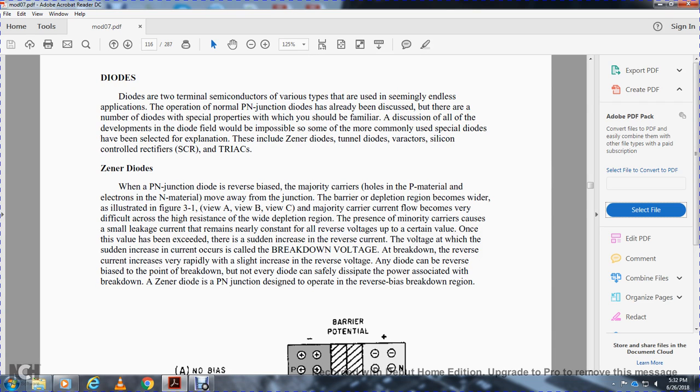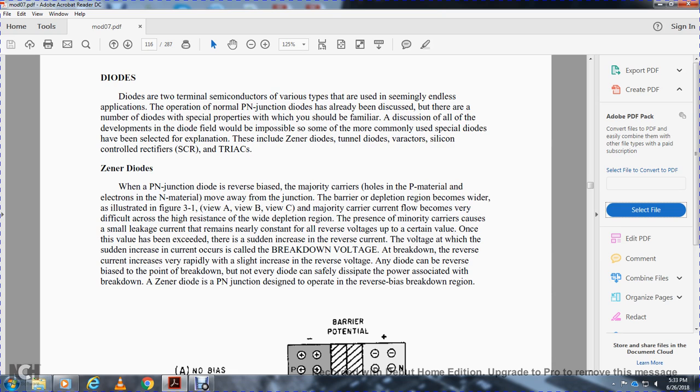carrier current flow becomes very difficult across the high resistance of the wide depletion region. The presence of minority carriers causes a small leakage current that remains nearly constant with all reverse voltage up to certain values. When one of these values is exceeded, the reverse voltage suddenly increases and the current rises with breakdown of the voltage. The reverse current increases rapidly with a slight increase of the reverse voltage, and the diode can be put in reverse bias to the point of breakdown.